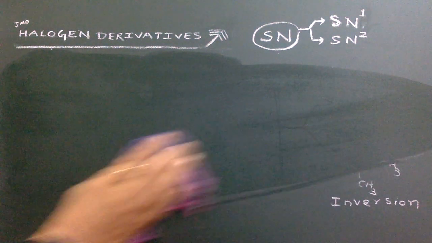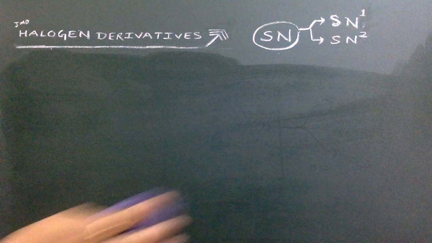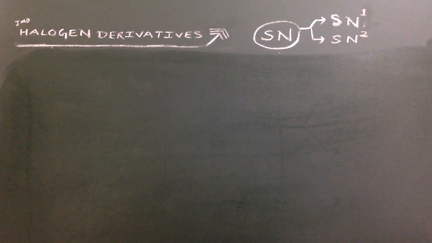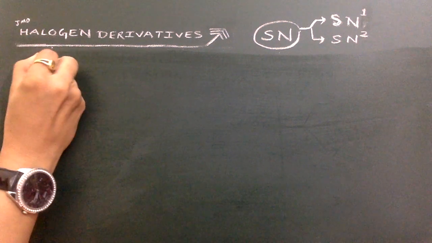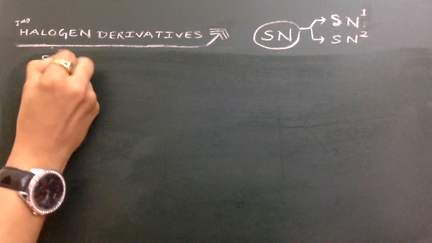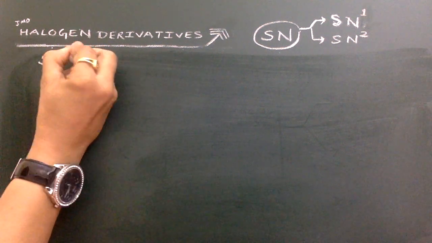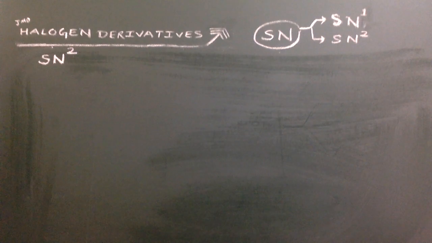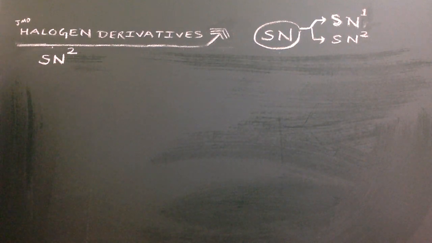Now students, we go to the next type of reaction, and that is the SN2 reaction, that is the SN2 mechanism. One thing which you already know is that in SN2 we will not take an alkyl halide with a bulky group because a bulky group favors SN1.